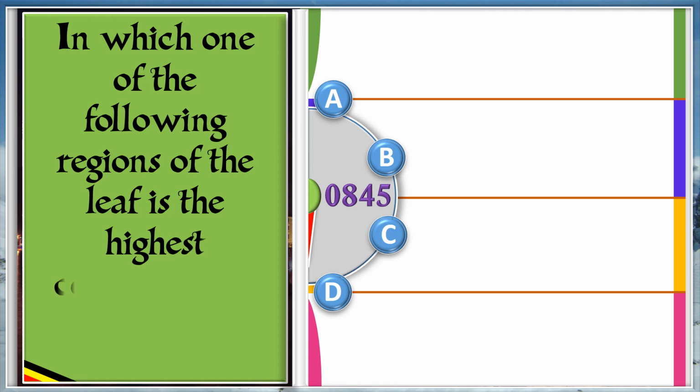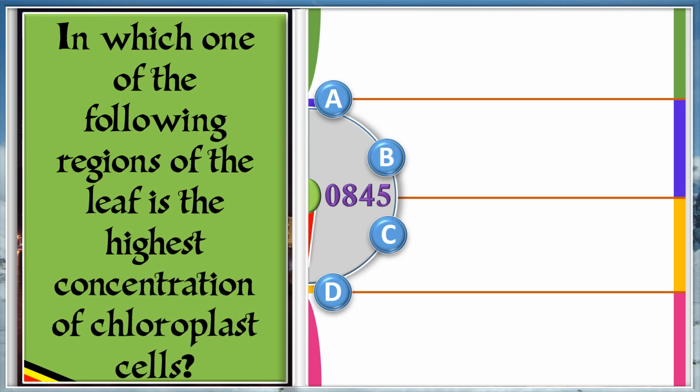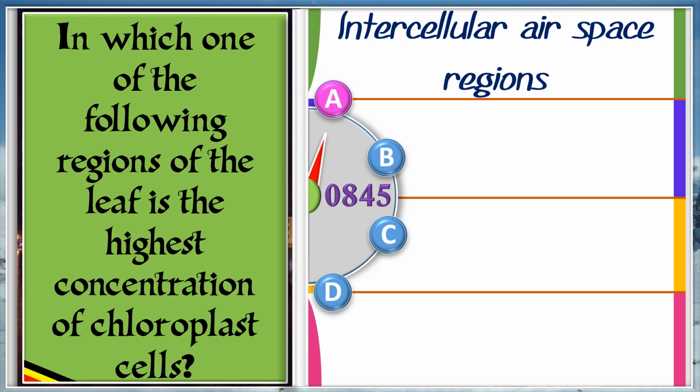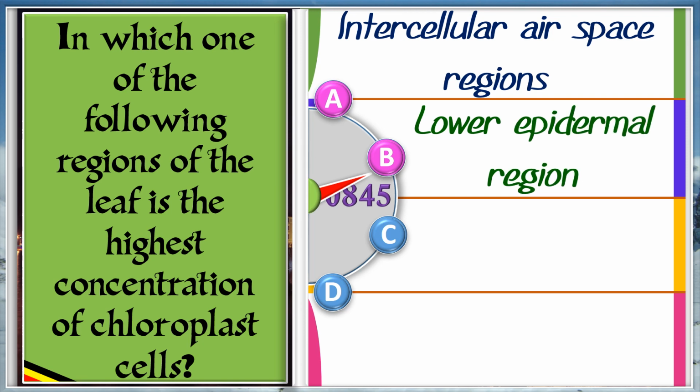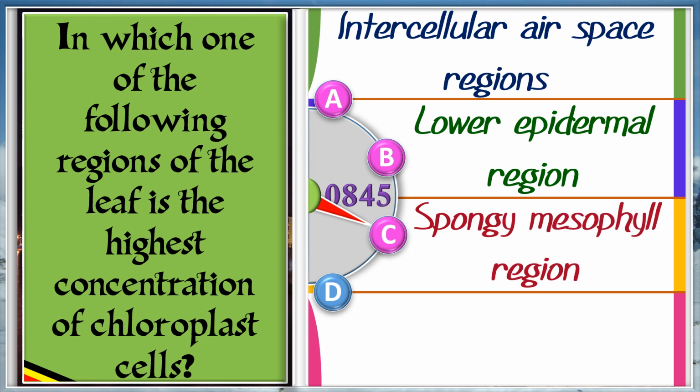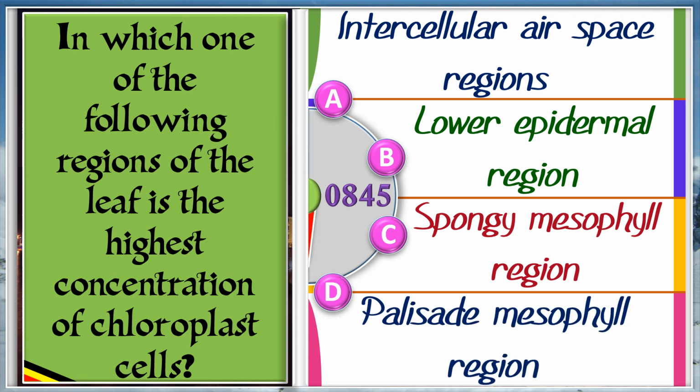In which one of the following regions of the leaf is the highest concentration of chloroplast cells? A. Intercellular airspace regions. B. Lower epidermal region. C. Spongy mesophyll region. D. Palisade mesophyll region. And the answer is D. Palisade mesophyll region.